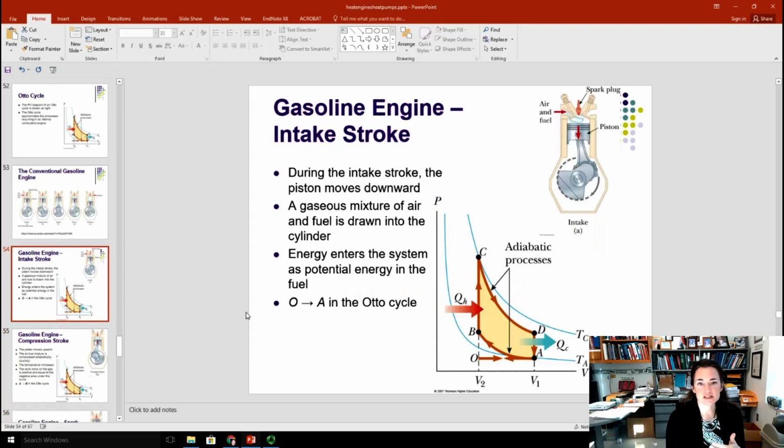During the intake stroke, the piston moves downward while a gaseous mixture of air and fuel is drawn into the cylinder. In this step, energy enters the system as potential energy in the fuel that's injected along with the air. This is step O to A in this Otto cycle, so it's along the bottom and gets us ready to start the cycle at point A.